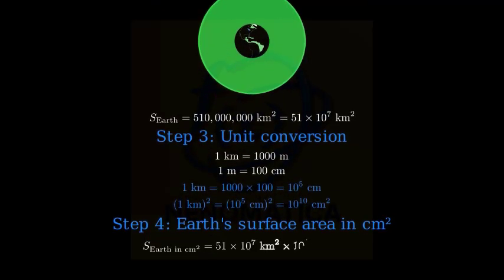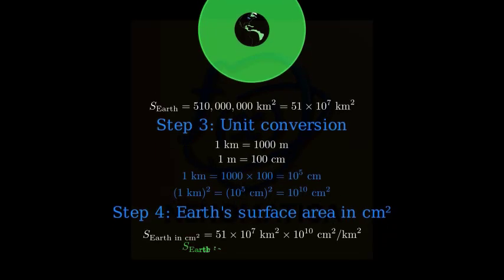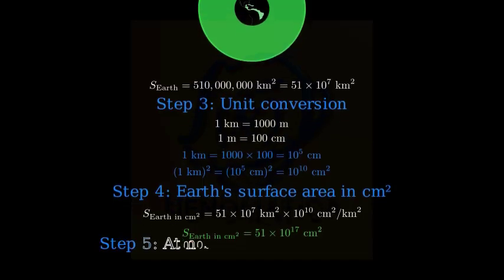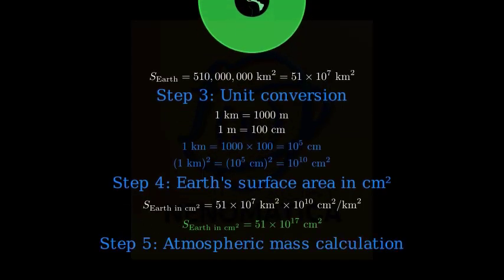We multiply the Earth's surface area of 5.1 times 10 to the 7th square kilometers by 10 to the 10th square centimeters per square kilometer. This gives us 5.1 times 10 to the 17th square centimeters for the total surface area of the Earth. Step 5. Now we can calculate the mass of the atmosphere.